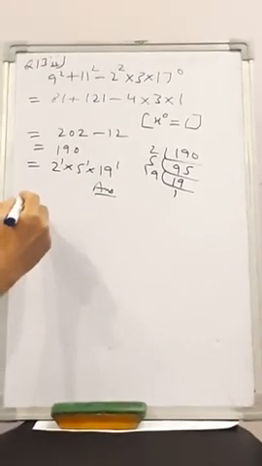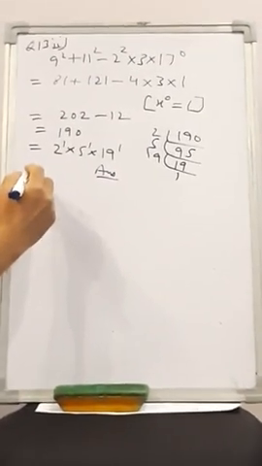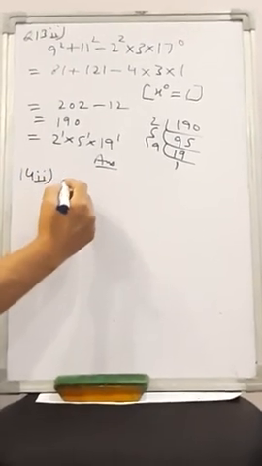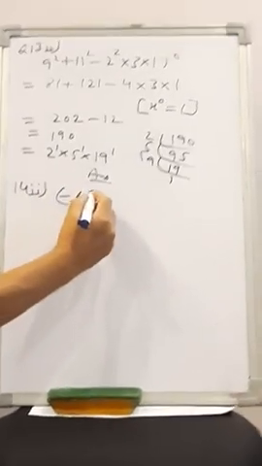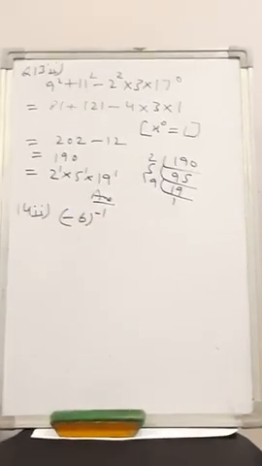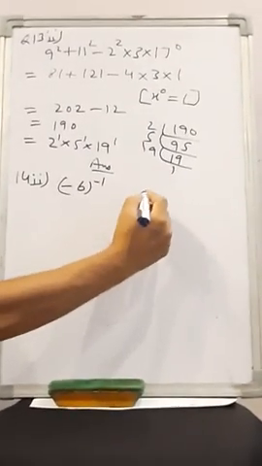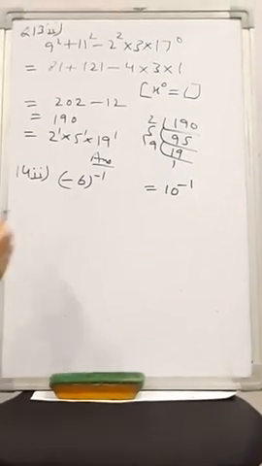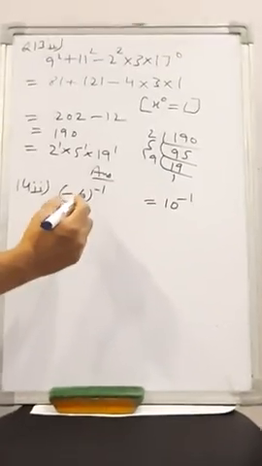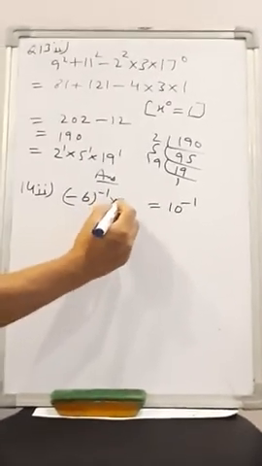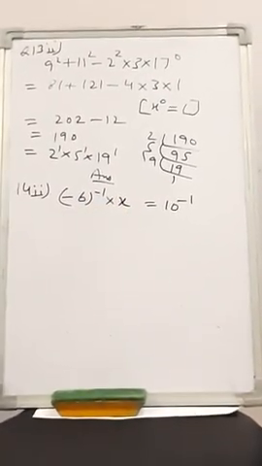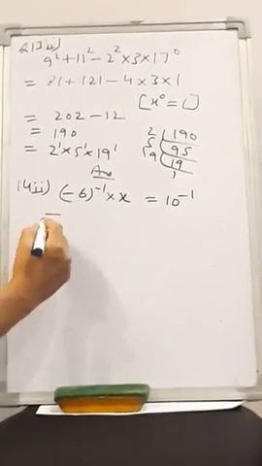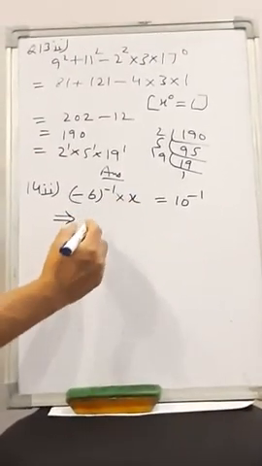Look at question number 14, second part. The question says, by what number this should be multiplied to get 10 to the power minus 1. So by what number should it be multiplied? Let it be multiplied by x. Let the number multiplied be x. So it becomes a linear equation.